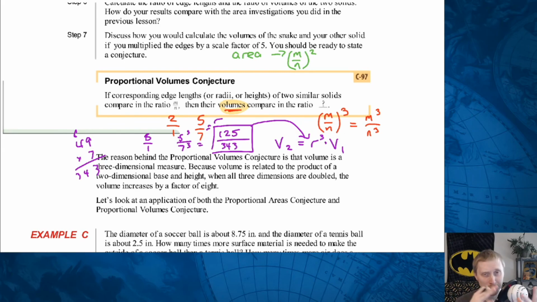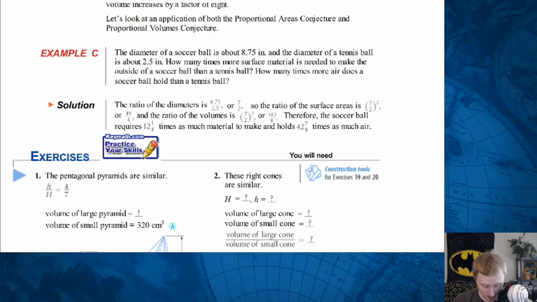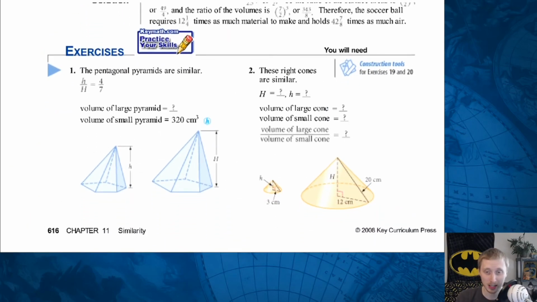Other than going through a whole other example with you, I really want to keep this video short. So that is all the content, right? And then you're on to exercises. There's one just like I was saying. Here's what they give you. Find the volume of the other one. Okay? It's not that bad. Take the number, cube it, and Bob's your uncle.